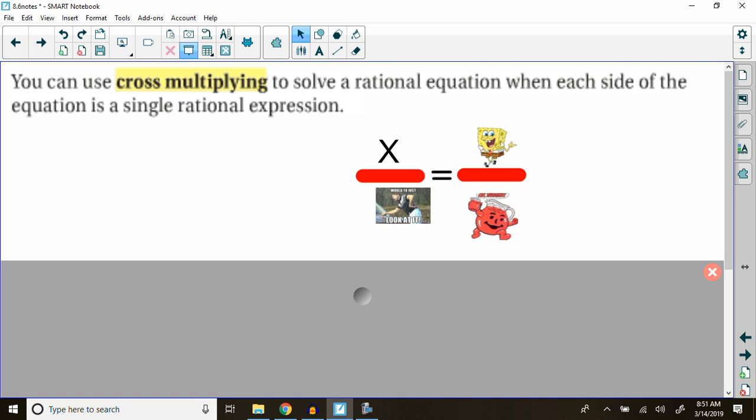So we could have X after Kool-Aid Man, or Kool-Aid Man's going to go up here, right? Or here, right? On the diagonal, right? So SpongeBob would equal X times Kool-Aid Man divided by, would you just look at it? Right? So far, so good? All right, let's try a couple more.